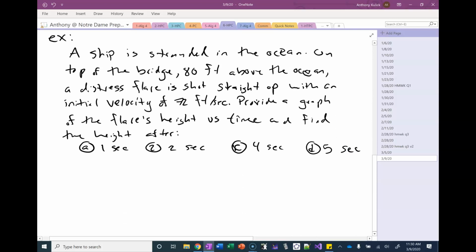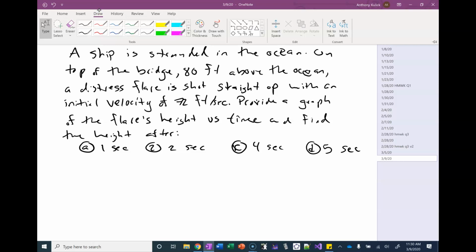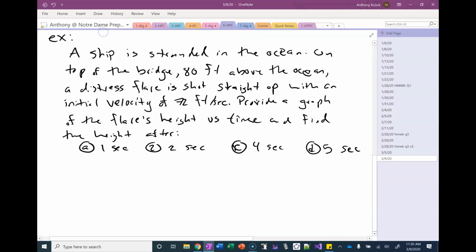So we have a ship that's stranded in the ocean on top of the bridge, which is 80 feet above the ocean. A distress flare is shot straight up with an initial velocity of 72 feet per second. Provide a graph of the flare's height versus time and find the height after 1 second, 2 seconds, 4 seconds, and 5 seconds.